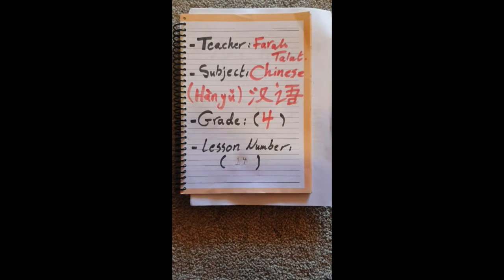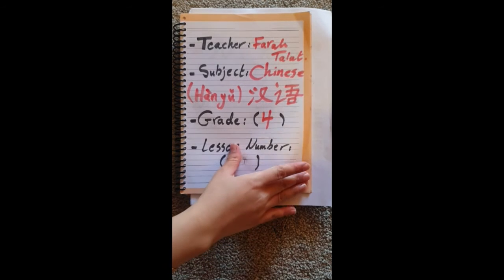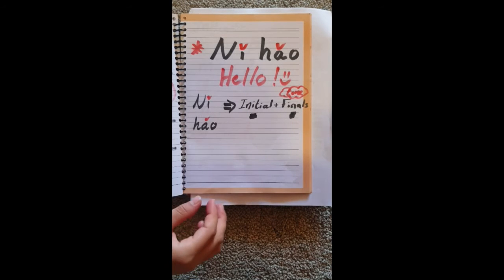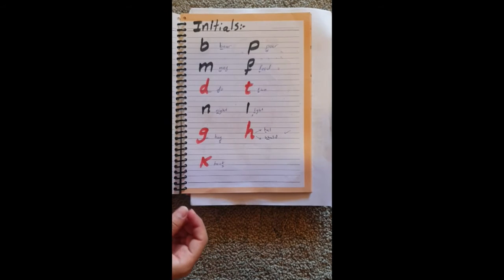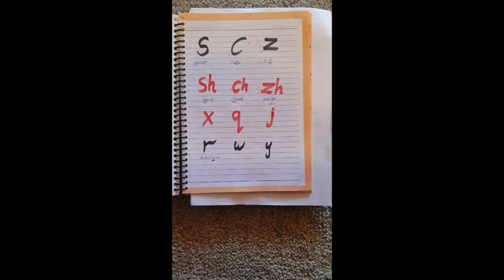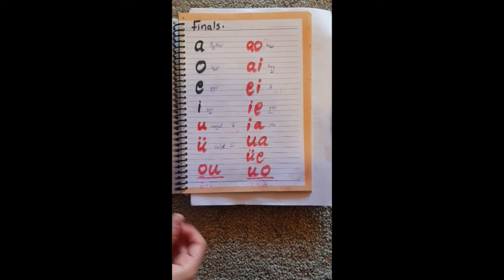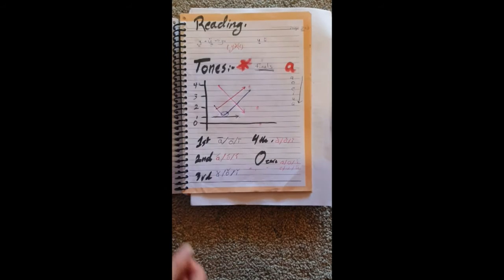Today is class number 14 for grade 4. So let's go back to what we took before. How to say hello, 你好. Initials: b, p, m, f, d, t, n, l, g, k, h. S, c, z, sh, ch, zh, shi, qi, ji, r, w, ye. A, o, i, u, ü. We're talking here about the finals.